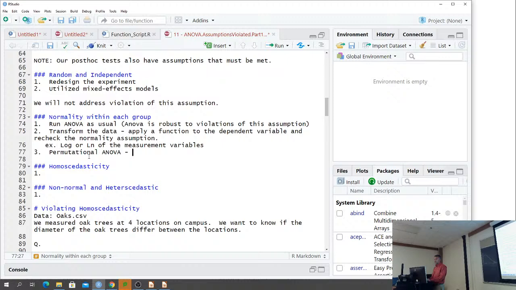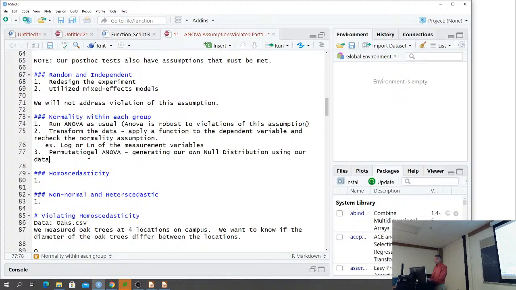And this permutational ANOVA is basically generating our own null distribution using our own data. Now it sounds daunting, but I'm going to give you a script for this permutational ANOVA where we only have to change like 2 lines. And that change is just specifying what our independent and dependent variables are. And then we run it and we get our p-value.